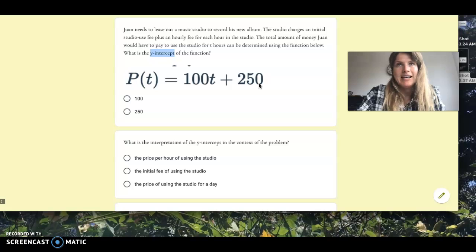And the y-intercept is going to represent some type of initial value. So it's like the starting or the initial value for the situation. In this case, it's going to represent the initial fee of using the studio. So when he first goes to the studio, he's going to have to pay $250 and then $100 for each additional hour, which would be the slope. But the y-intercept, the 250, is the initial or the starting cost of using the studio.